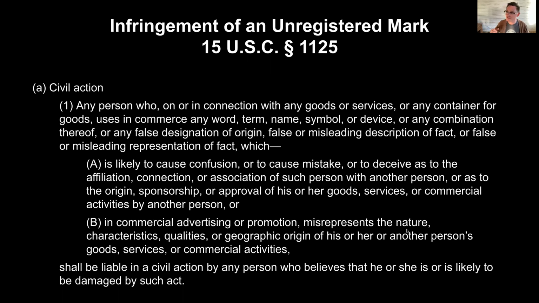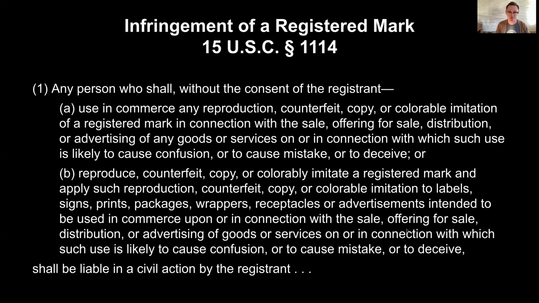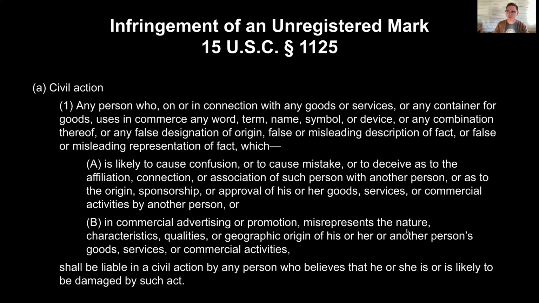So it's confusion about source or relationship more specifically, as opposed to confusion in the case of registered marks, where at least theoretically the nature of the confusion at issue can be broader and potentially include things that wouldn't satisfy the confusion analysis for an unregistered mark. We'll investigate whether or not there's really a meaningful difference between the two.